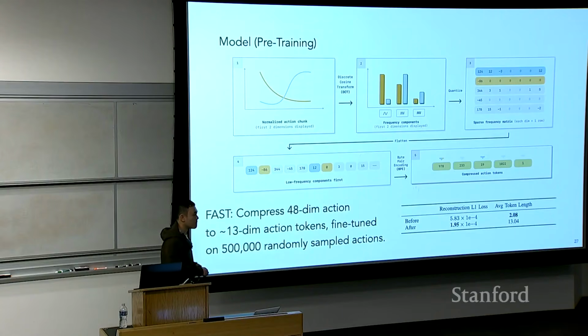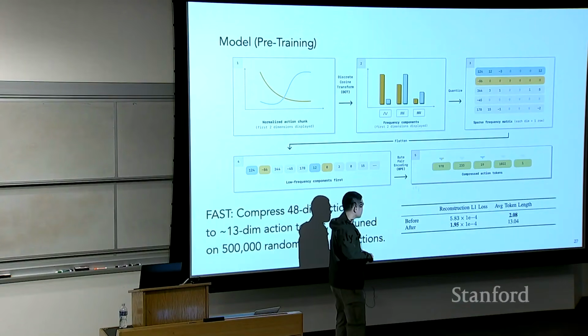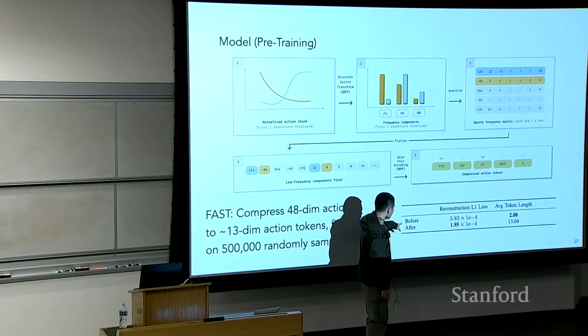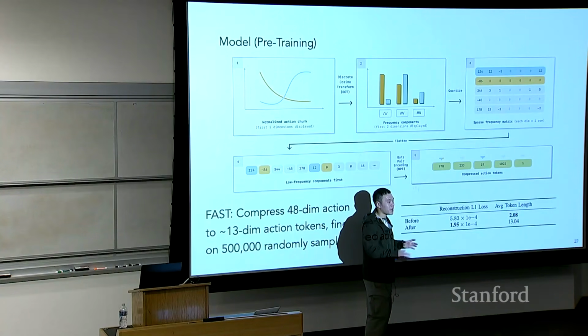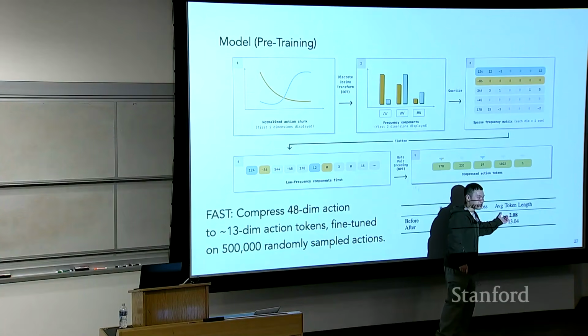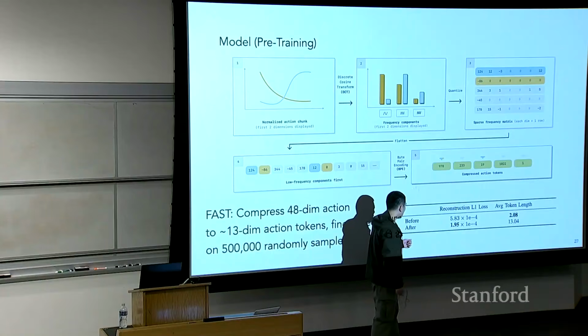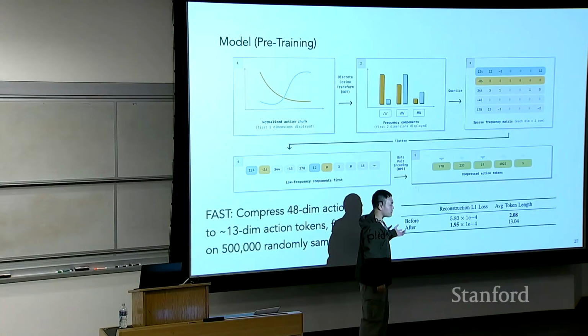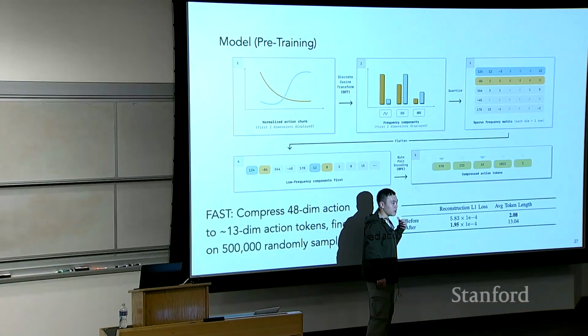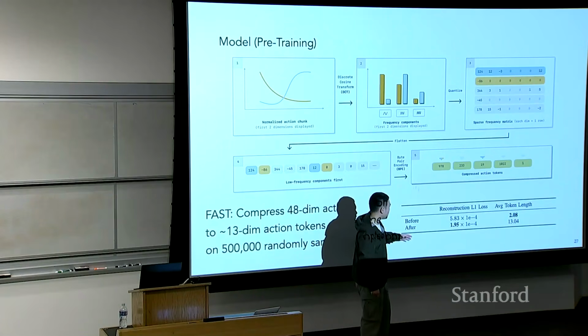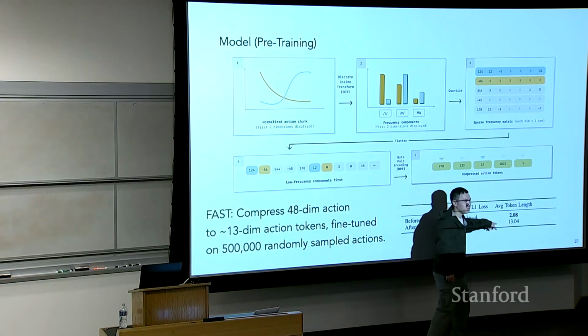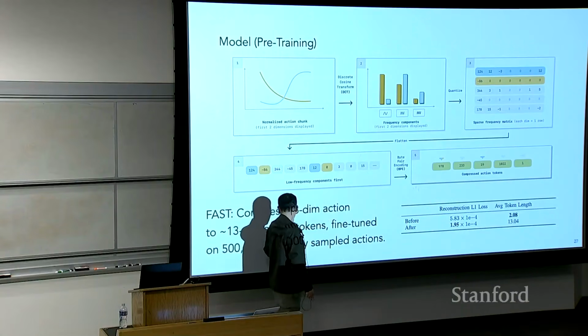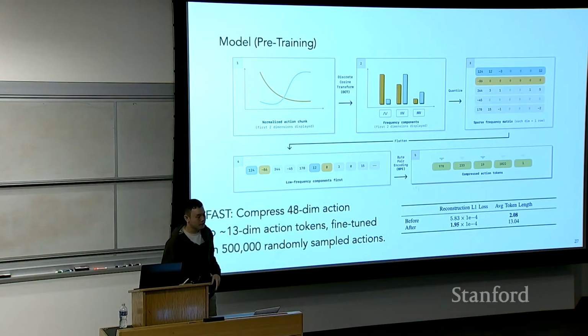Why is the token length longer after fine-tuning? Because I saw the dimensionality decreased from 48. Right. So this is the off-the-shelf FAST tokenizer. It is trained on, for example, some bimanual manipulation tasks, so naturally it has very short token lengths. After fine-tuning, because we are adapting this FAST tokenizer to the Egocentric case, which has a longer token length. But still, this 13-dimensional vector is much smaller than the original 48-dimensional actions.